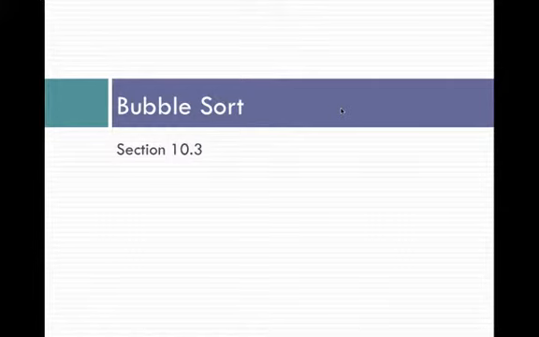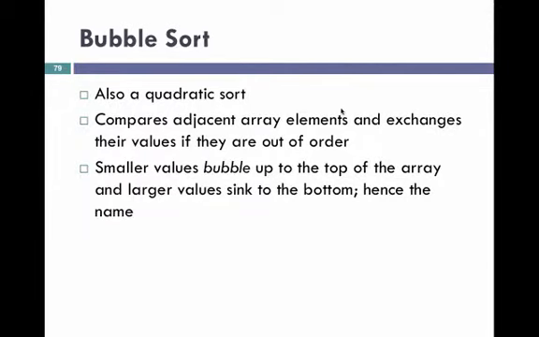In this slidecast, we'll cover bubble sort. Bubble sort is also a quadratic sort. It compares adjacent array elements and exchanges their values if they're out of order. Smaller values bubble up to the top of the array and larger values sink to the bottom, hence the name.